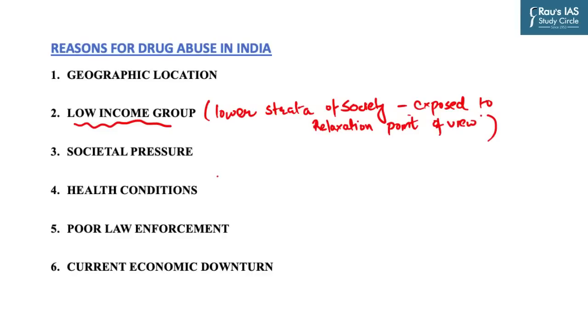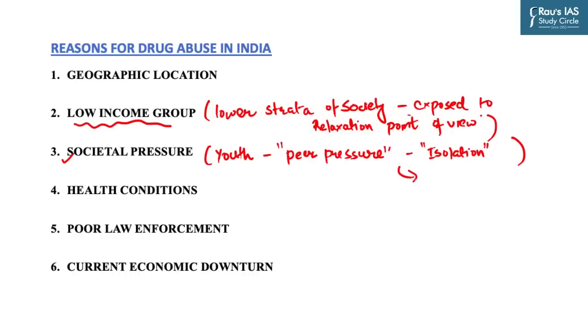The third major reason for increasing drug abuse in India, and globally also, is societal pressure. Most of the youths who are addicted to drugs started drug abuse either under peer pressure or due to the isolation they suffered at the adolescent level at the hands of parents or friends. And this is the reason why there has been an increase in drug abuse among the youth, as we have seen initially that 13% of the total drug abusers in India are less than 20 years of age.